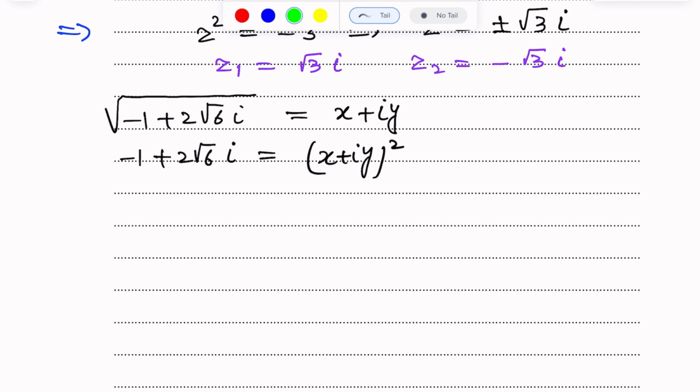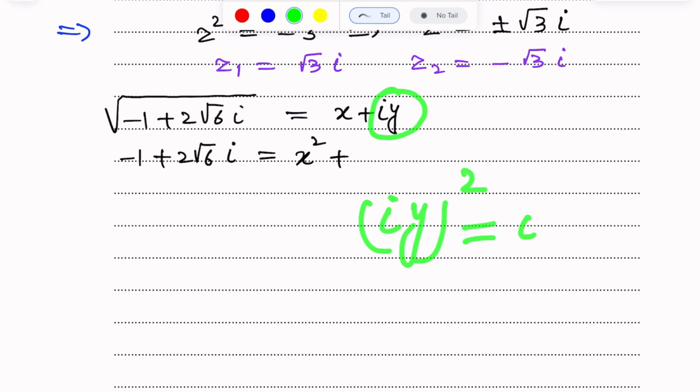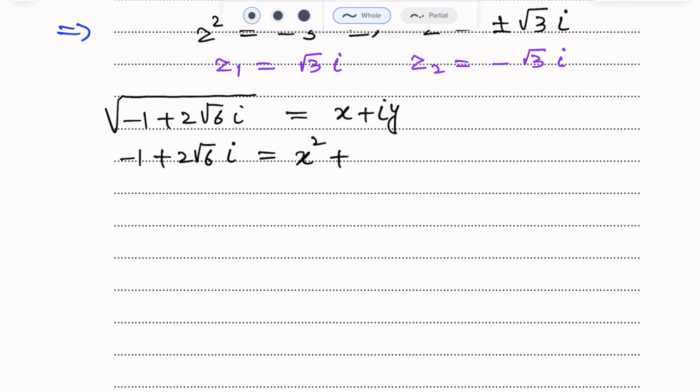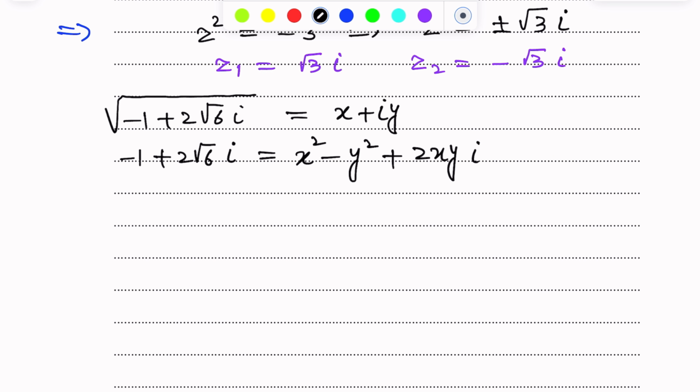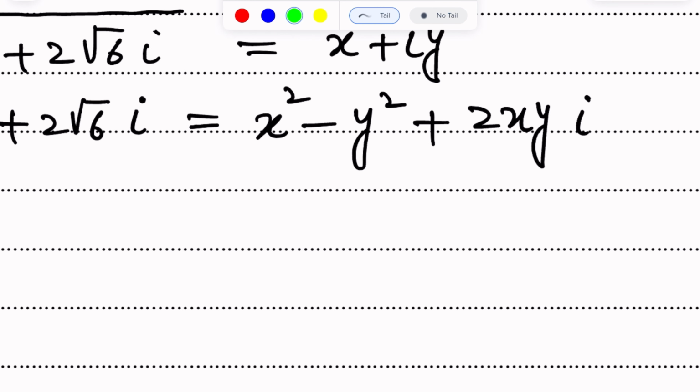We will expand this. We get a square plus b square plus 2ab: x square plus iota y square. Iota y whole square means iota square y square. Iota square is negative 1, so we get minus y square from here. So x square minus y square plus 2xy iota. Now comparing the real and imaginary parts from here.